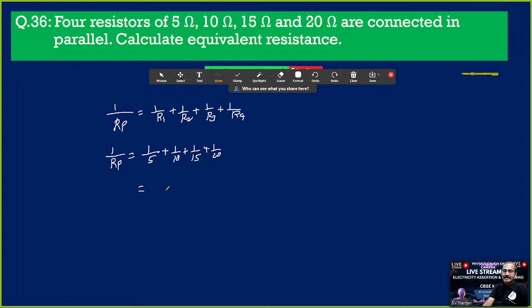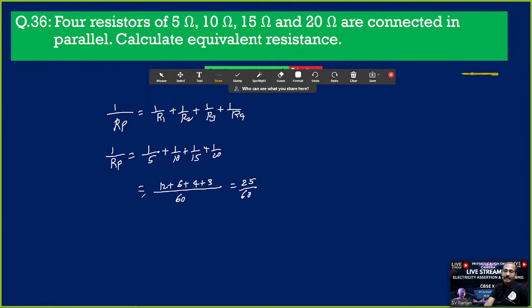Generally, while taking the LCM, students take a little long time to do that. They are doing some mathematical calculation. Use the number where all the 5, 10, 15, 20 are equally multiplied. Let's say that is 60. 5 into 12 plus 10 into 6 plus 15 into 4 plus 20 into 3. As simple. So 12 plus 6, 18. 18 plus 4, 22. 22 plus 3, 25 by 60.